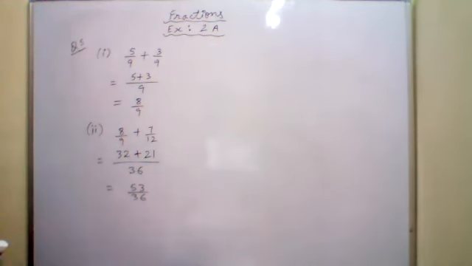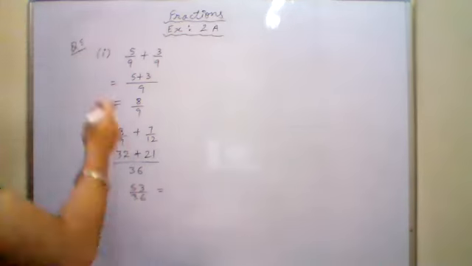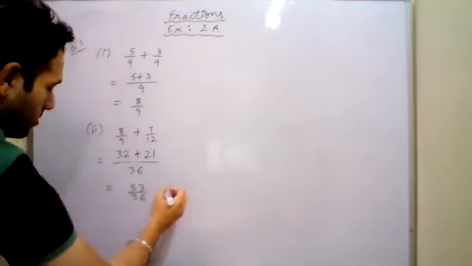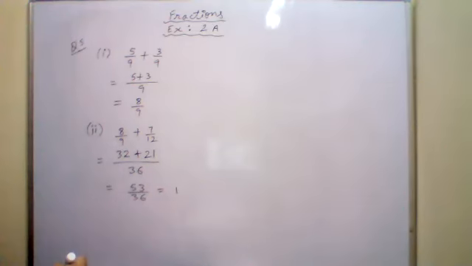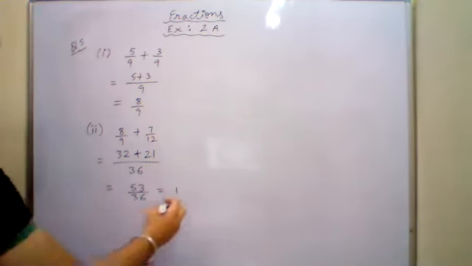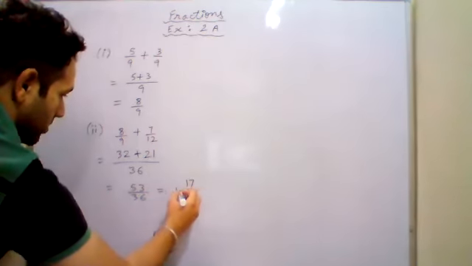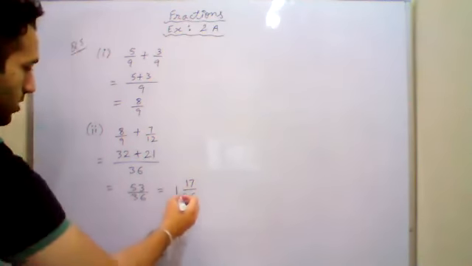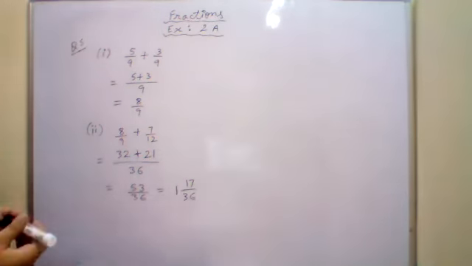Understood? If you want, you can convert this into a mixed fraction. Maybe convert to a percentage, that's your choice. So this will be 1 whole 17 upon 36. This is the answer. 1 whole 17 upon 36.